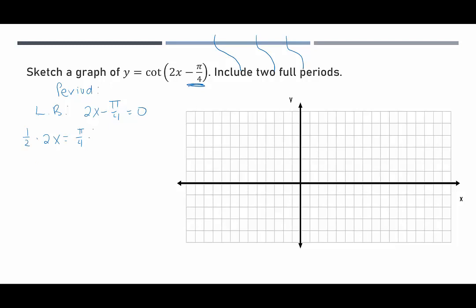So I'm going to multiply both sides by a half, right? Because half of 2 is 1, so it will give me 1x. And then if I multiply over here by a half, I end up with pi over 8. So we have one vertical asymptote at pi over 8. What about the upper bound?